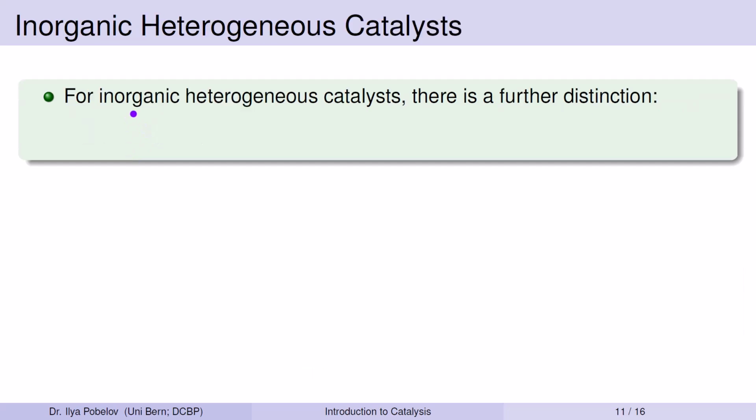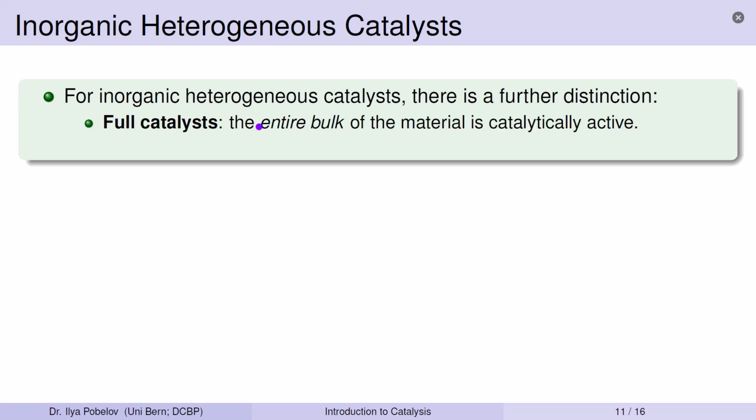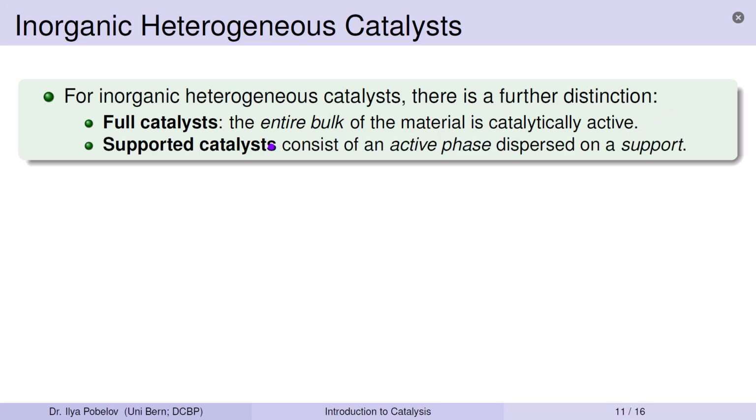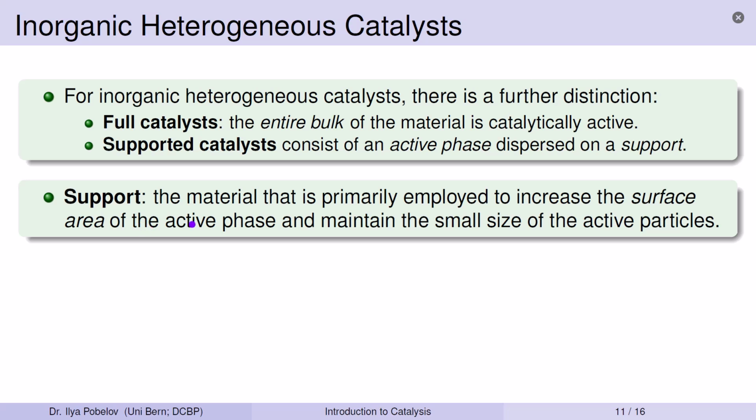In the realm of inorganic heterogeneous catalysts, there is a further distinction between full catalysts and supported catalysts. Full catalysts refer to catalysts where the entire bulk of the material is catalytically active. Supported catalysts consist of an active phase dispersed on a support. Support is the material that is primarily employed to increase the surface area of the active phase and maintain the small size of the active particles.